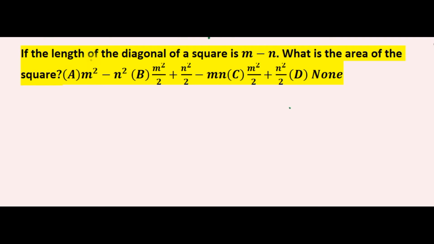We are given that the length of the diagonal of a square is m minus n. We are now asked to find the area of the square. So let us start by drawing the square. Okay, you have a square, and you have the diagonal.